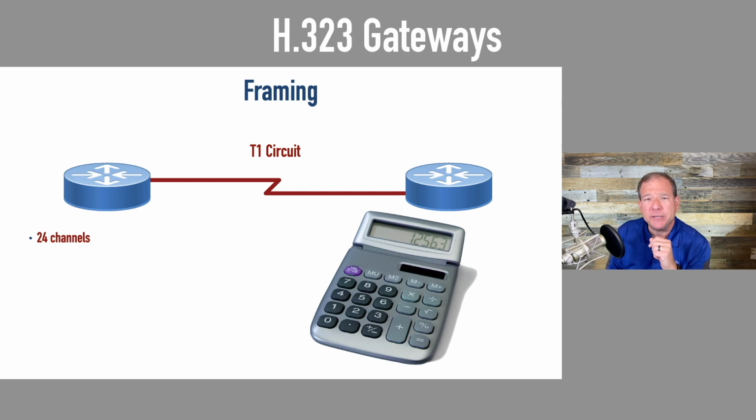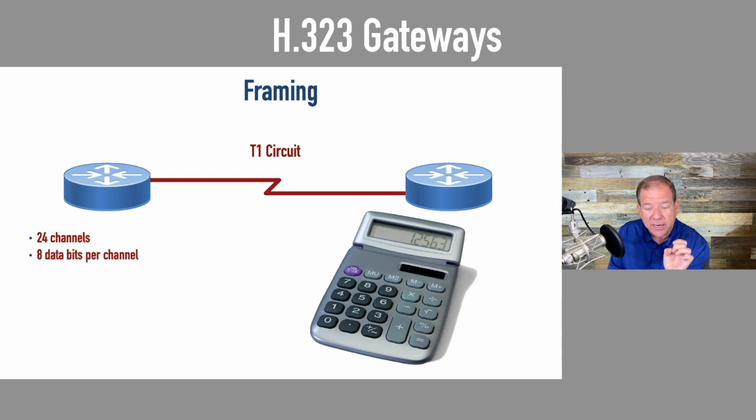Let's do some calculations. We know that there are 24 channels in a T1. And this confused me for a long time because I knew that a single channel had 64K, 64 kilobits per second. That's called a DS0. That will send uncompressed voice. And I knew we had 24 channels, so I thought, okay, 24 times 64K, that should equal 1.544 meg, right? It doesn't. And it took me a long time to figure out what was missing. I want to show you what's missing.